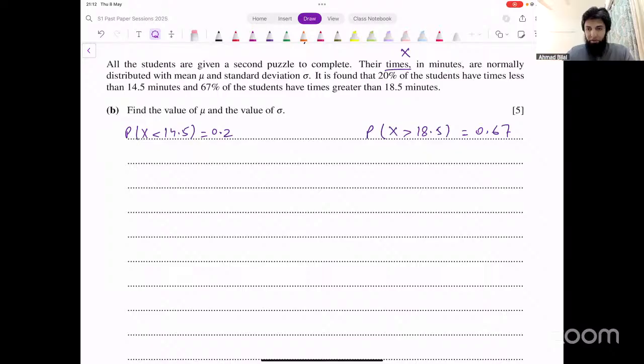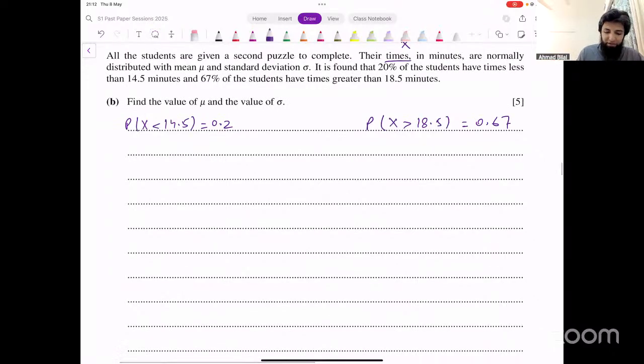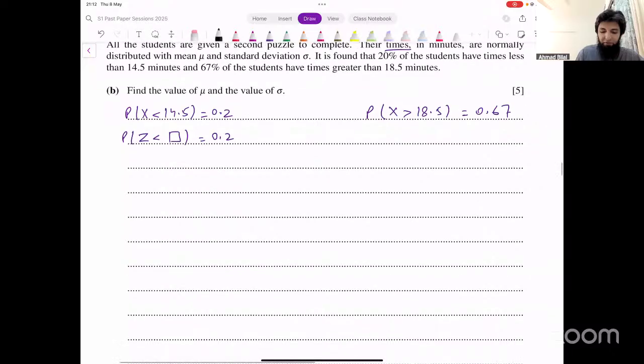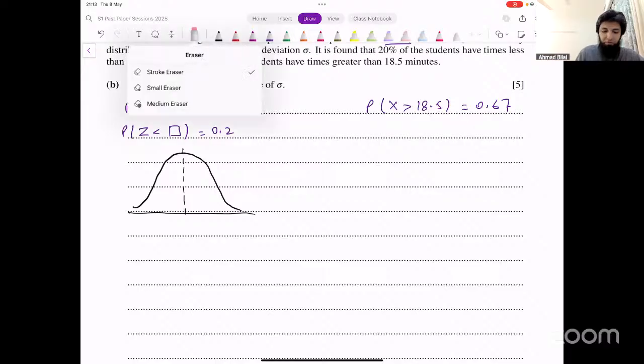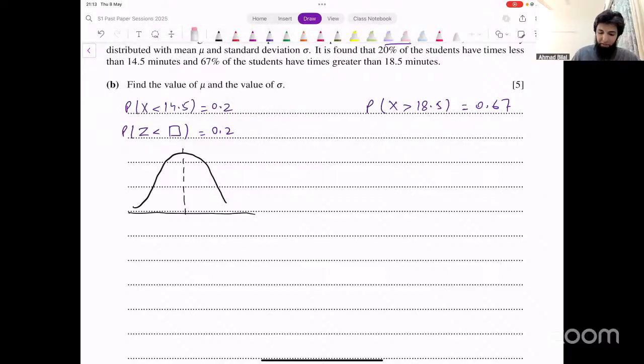First of all, we write it in this form. We say this is probability of z less than this. That equals 0.2. Now, if this number is positive or negative, that's what you have to figure out first of all. How do you do that? You make a normal distribution curve. This is what it looks like. And we figure out whether this number is first of all going to be positive or negative. How do you figure that out? If the number is positive or negative?